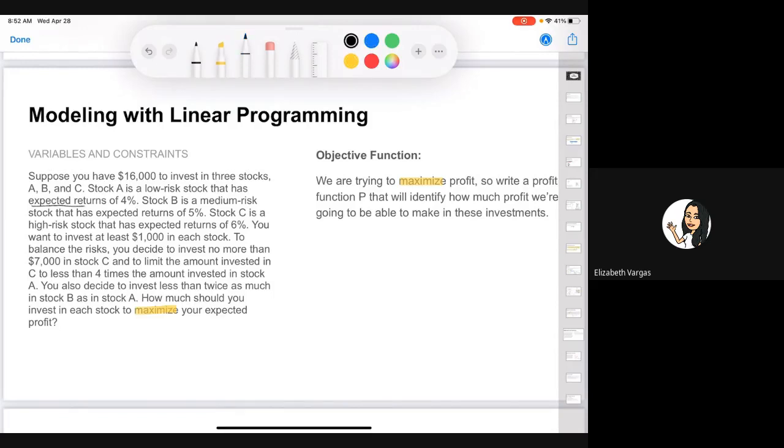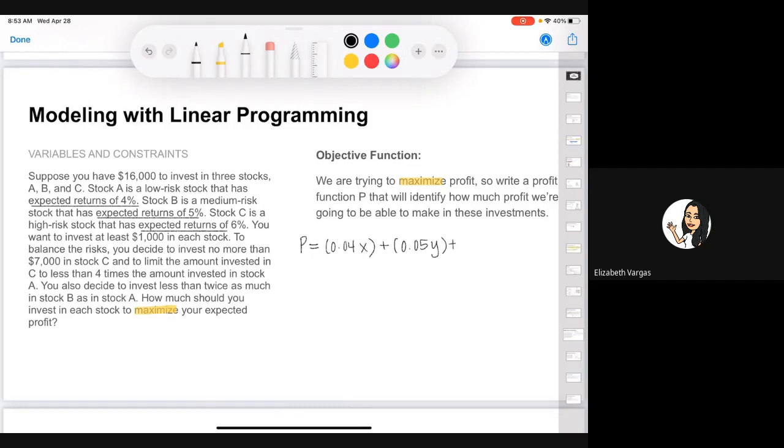Well, we do have an expected returns percentage for each stock. So basically that's the amount of expected profit we're going to make for each stock. So we're trying to make an objective function that represents the profits. We know stock A, you're going to get 4% returns. So 0.04, I'm putting that in decimal, would represent the amount of returns that I get in stock X, or A. 0.05 would represent the amount of returns that I'm going to get in stock B, which I've chosen to represent as stock Y.